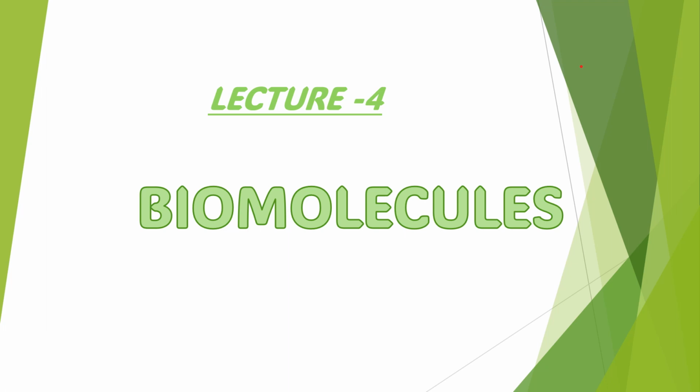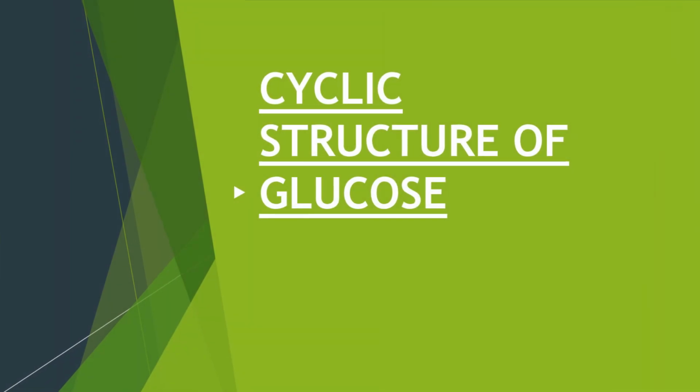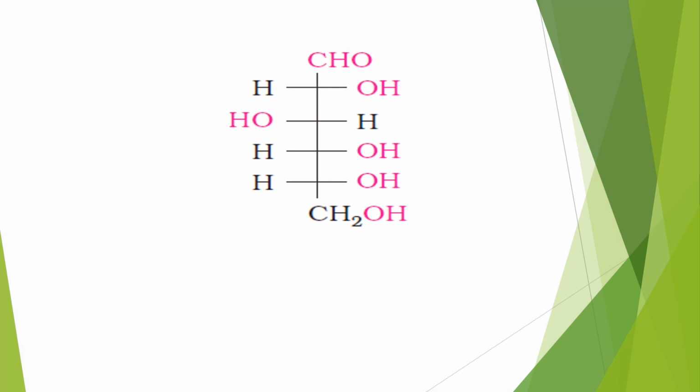So first, let me remind you of the Fischer projection of glucose. It is represented as follows. This is carbon number 1. This is second carbon. This is third carbon. This is fourth carbon and this is fifth carbon. This is the Fischer projection.